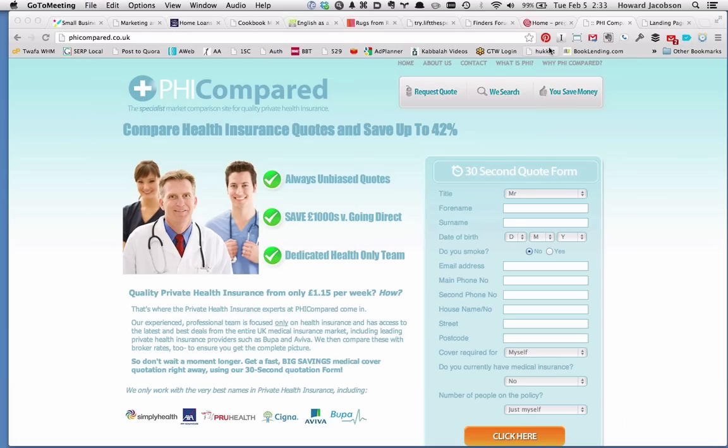Got it. And how upscale does someone have to be to be a prospect? Because I see at the bottom it says £1.15 per week. Basically, how well off do folks have to be to get private health insurance? Not particularly. Obviously, we quote the lower end of the range. It's not the lowest rate, but the lower end of the rate would be somebody who's probably early 20s.